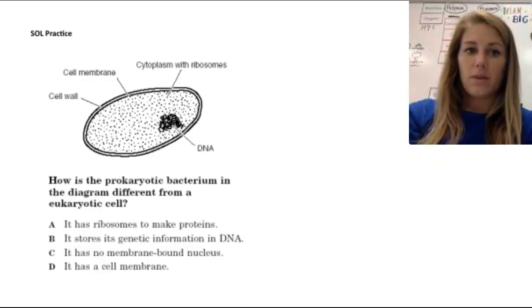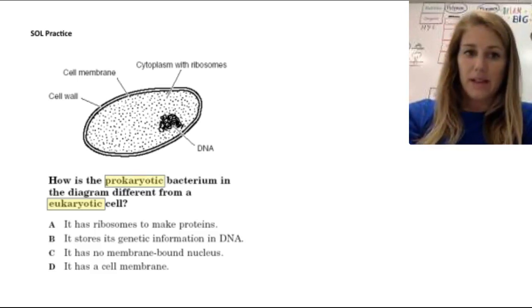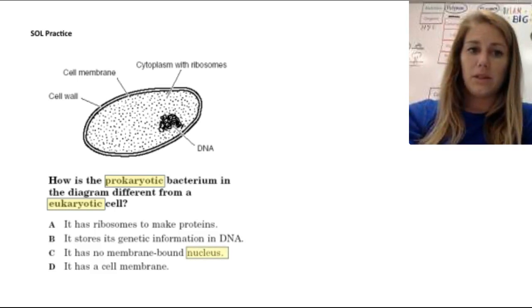Let's have a practice SOL question. How is the prokaryotic bacterium in the diagram different from the eukaryotic cell? So the first thing I do is I'd highlight the most important terms, which I know is prokaryotic bacterium and eukaryotic cell. When I think about the difference between those, I know that the difference is a nucleus. Therefore, C should be my answer.